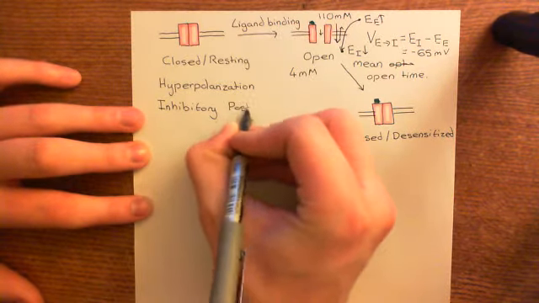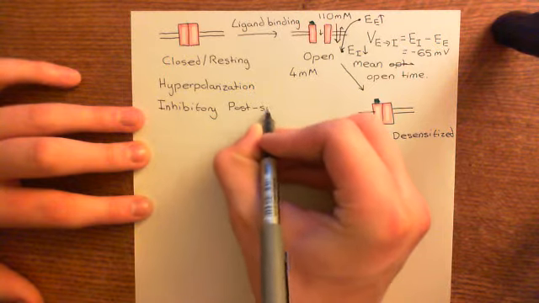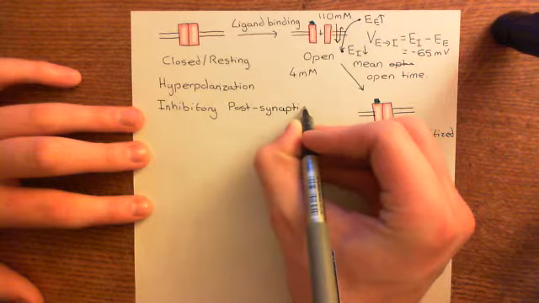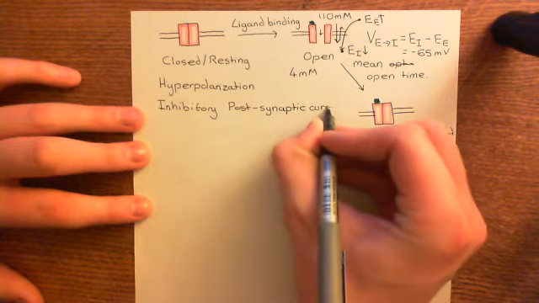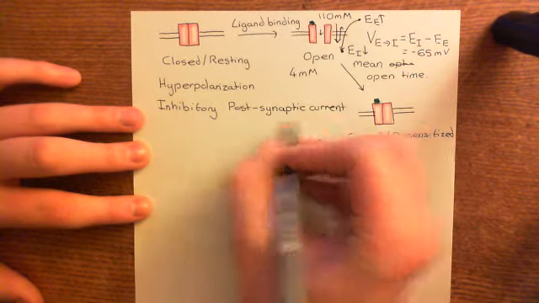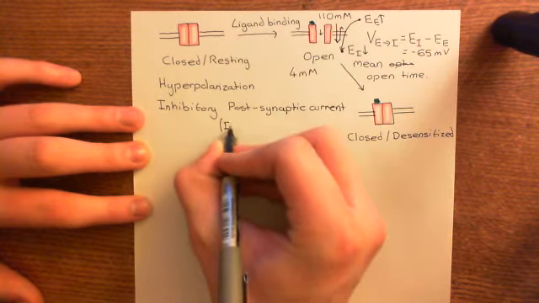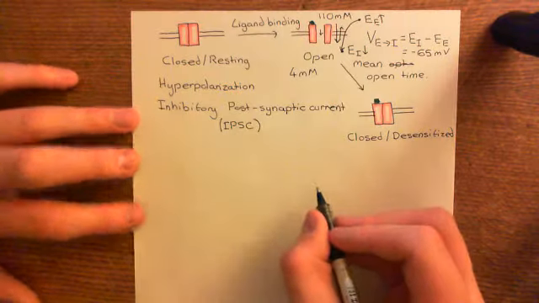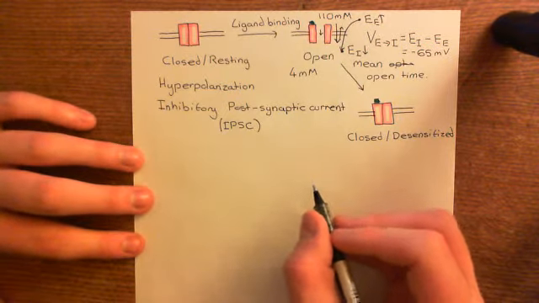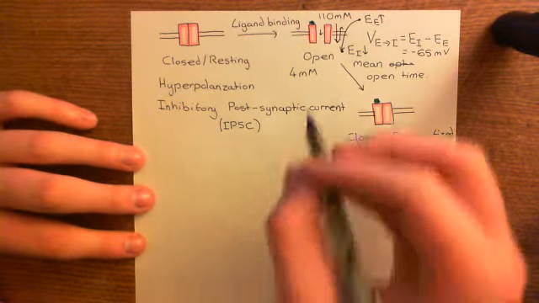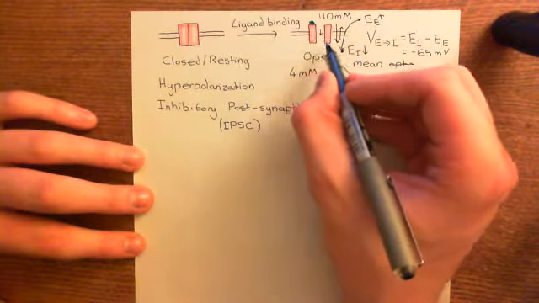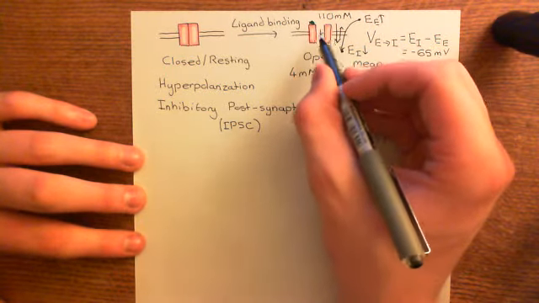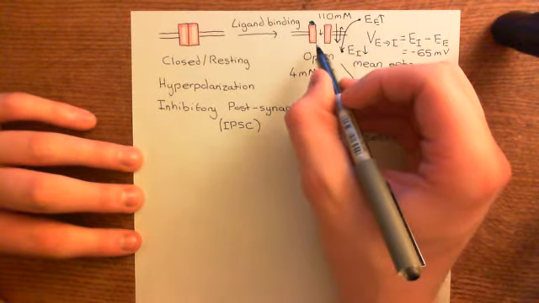Inhibitory postsynaptic current. And basically, inhibitory postsynaptic currents are often abbreviated to IPSCs for short. This is an IPSC. Right, so glycine activating these glycine receptors is going to trigger inhibitory postsynaptic currents of negative charge being brought into the cell.